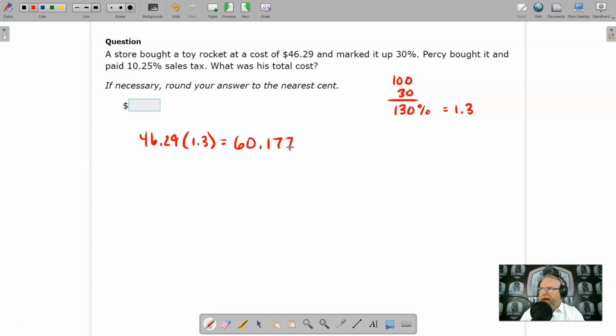Now I'm going to leave the 7 here that's in the thousands place, because that might affect our calculation later on. I will round it to the nearest cent as I approach the end of the problem. So this is the cost of what they're selling it for now, $60.177 here.